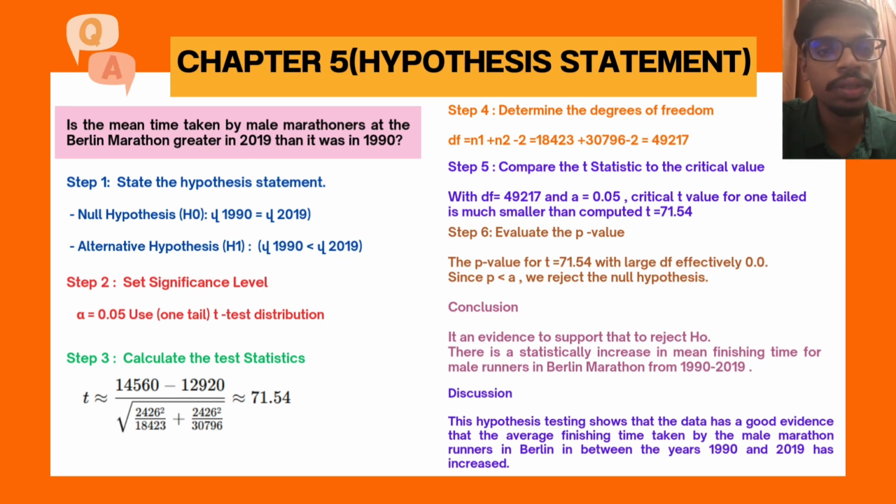So the conclusion should be: there is evidence to support rejecting H0, there is a statistically significant increase in the mean finishing time for the male runners in Berlin Marathon from 2019 to 2019. So for the discussion, this hypothesis testing shows that the data has good evidence that the average finishing time taken by the male marathon runners in Berlin Marathon between the years 2019 to 2019 has increased.